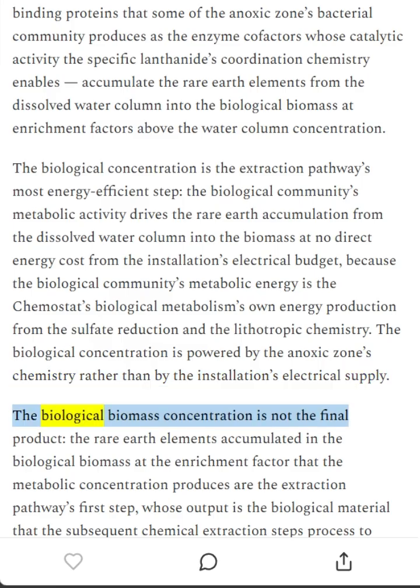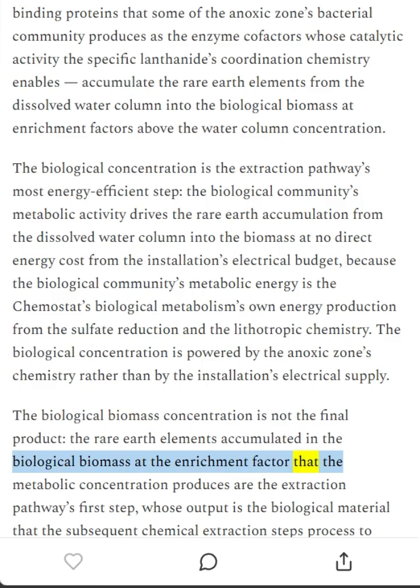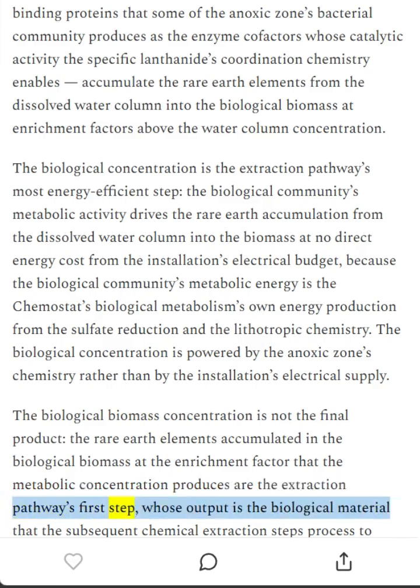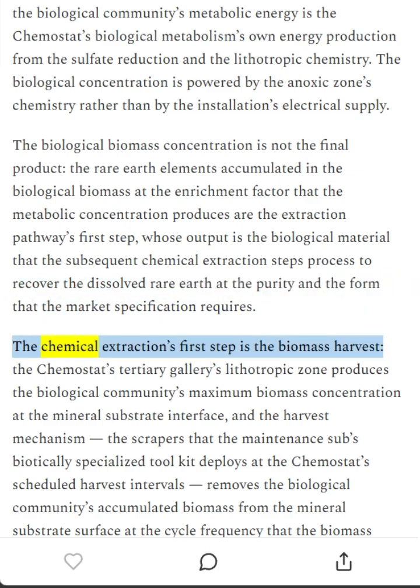The biological biomass concentration is not the final product. The rare earth elements accumulated in the biological biomass at the enrichment factor that the metabolic concentration produces are the extraction pathway's first step, whose output is the biological material that the subsequent chemical extraction steps process to recover the dissolved rare earth at the purity and the form that the market specification requires. The chemical extraction's first step is the biomass harvest.